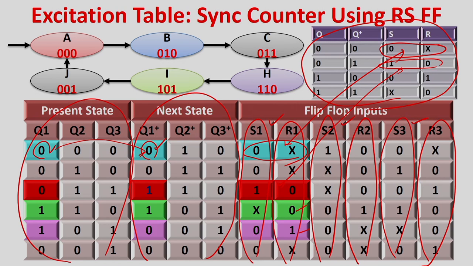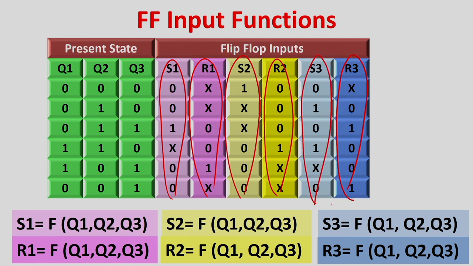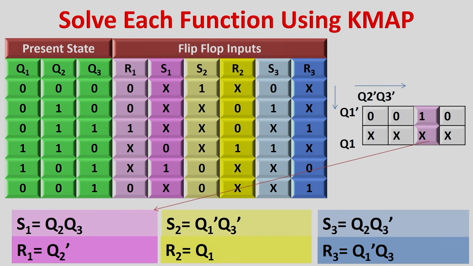from the present state. So, you derive all the inputs from the present state, for S1 R1, S2 R2 and S3 R3. S1 is a function of Q1, Q2 and Q3, R1 is a function of Q1, Q2, Q3, and this one is this truth table, this one is this truth table. And if you have a truth table, you can design circuits. So we can derive using a simple K-map.